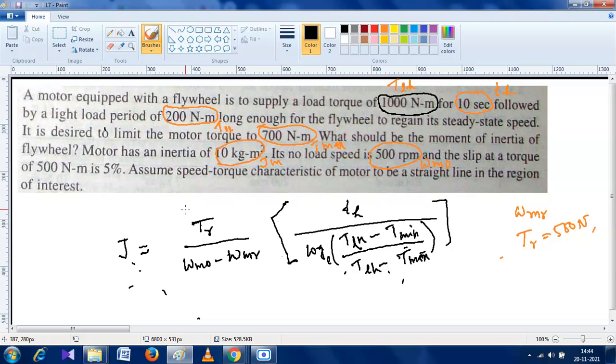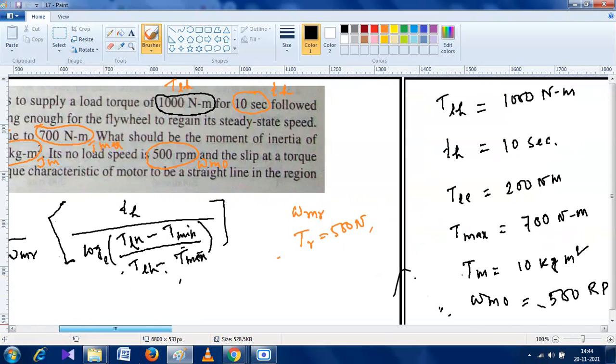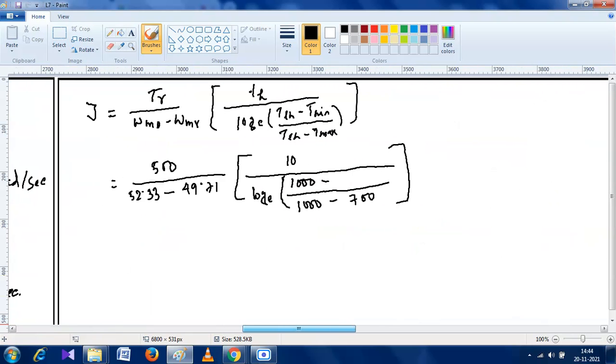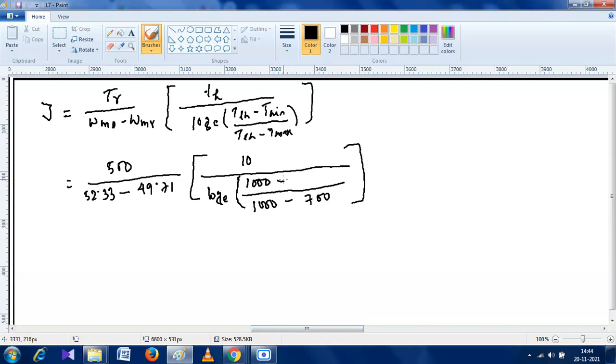And tell me, what is the light load period torque? 200 newton meter. That means you have to consider T min is 200. So this should be 200. Now calculate it and tell me the value. First calculate this one: 500 by 52.33 minus 49.71. What is the value of that?